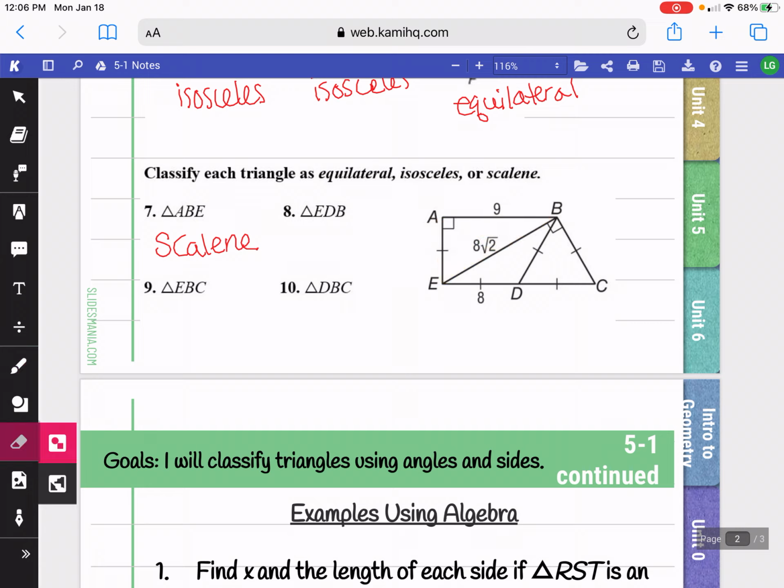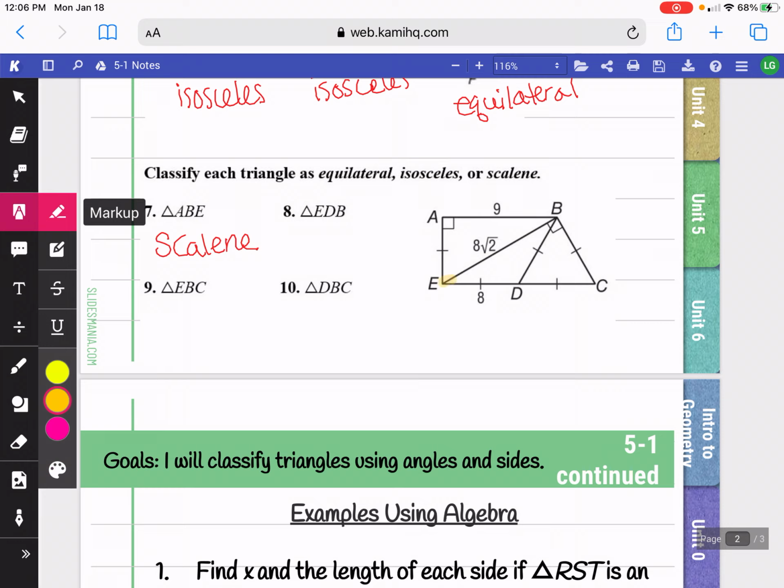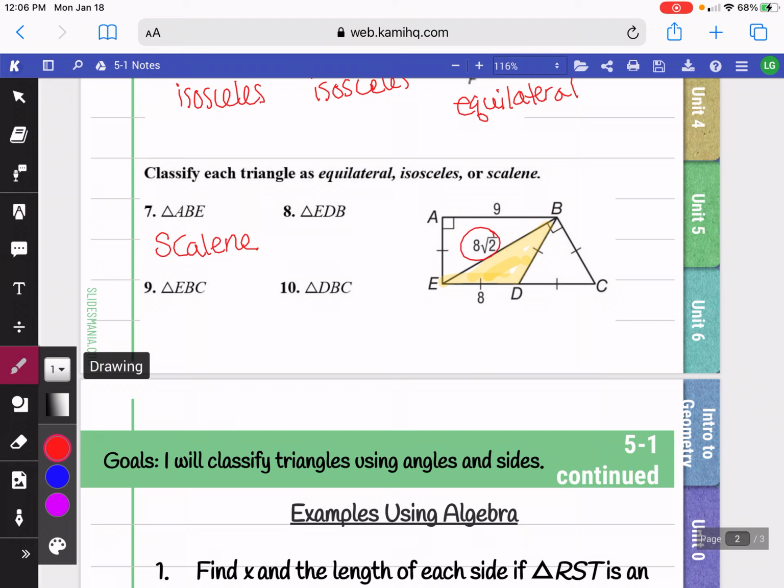If we look at triangle EDB, that's this one right here. One of the sides is 8 root 2. One of the sides is 8. This side would also be 8. So since two sides are congruent, this is an isosceles triangle.